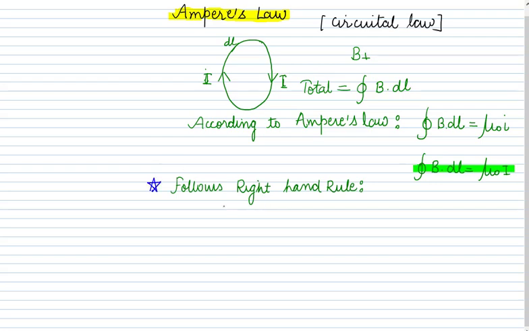And Ampere's law also follows the right hand rule. What is that rule? If the curved fingers show the direction of the magnetic field, then the thumb represents the direction of flow of current. So Ampere's law also follows the right hand rule.